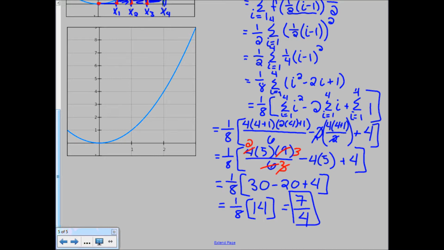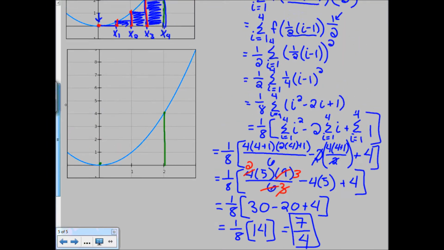And so now we want to do an RRAM approach. So we're going to just redraw our graph real quick. For RRAM, your delta x's are always the same, whether you're doing RRAM or LRAM. So delta x is still going to be 1/2.